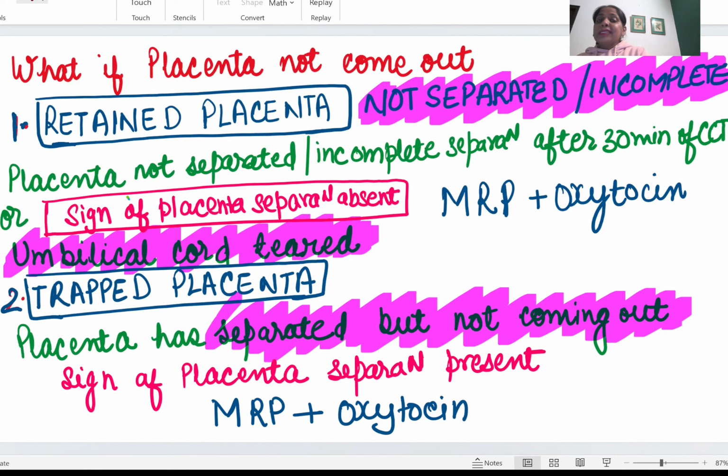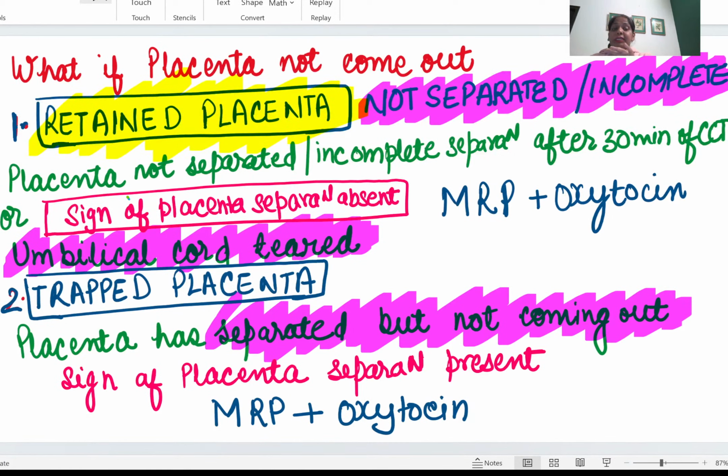Next is, what if the placenta does not come out or does not separate? The placenta which does not separate or only partially separates is known as retained placenta.